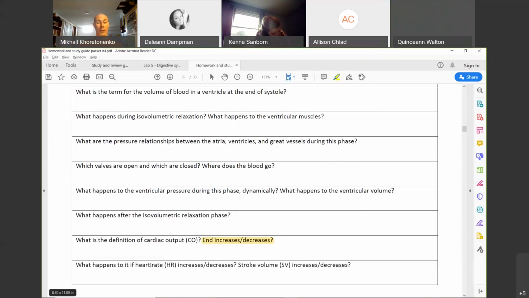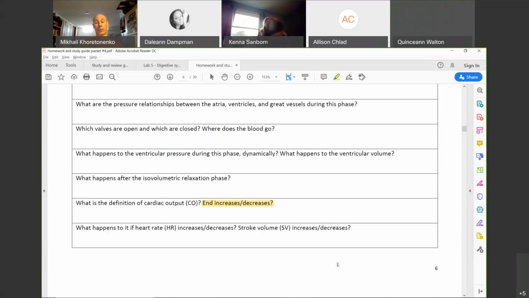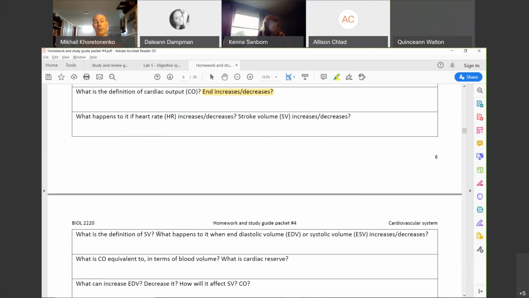So what happens to it if heart rate increases or decreases? If heart rate goes up, cardiac output goes up. If it goes down, cardiac output goes down. Stroke volume goes up, cardiac output goes up. Stroke volume goes down, cardiac output goes down. Stroke volume is the amount of blood that heart pumps in a single contraction, single cycle. When EDV increases, stroke volume increases, cardiac output increases. If ESV increases, stroke volume decreases, cardiac output decreases.